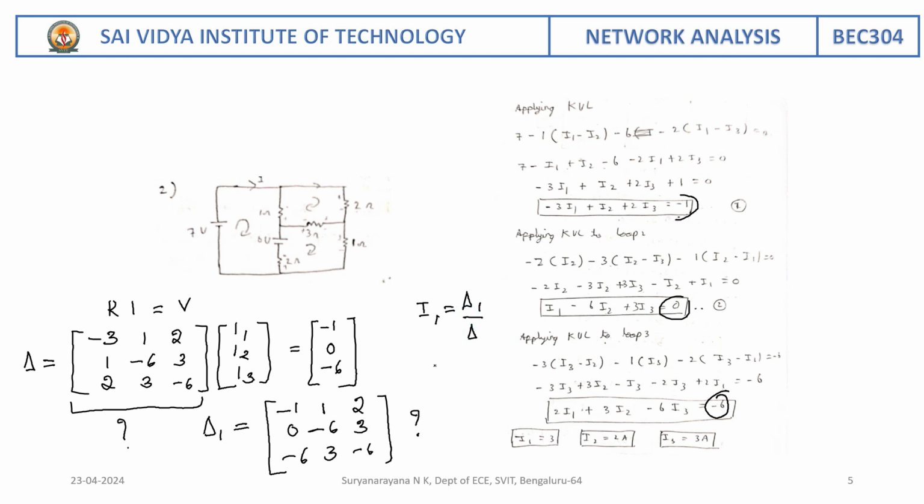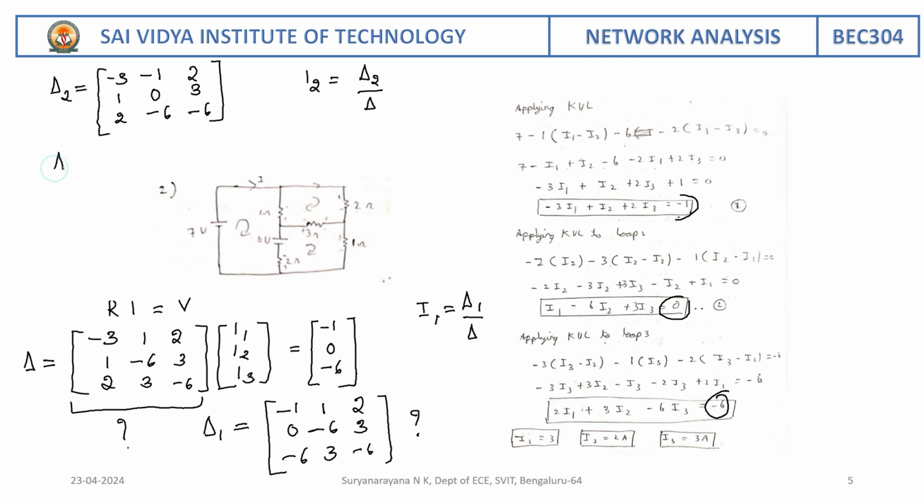Similarly, we have to find delta 2. So delta 2 is nothing but replace second column by minus 1, 0, minus 6 by retaining the remaining column, that is minus 3, 1, 2. Again here the last column 2, 3, minus 6. Find the value of delta 2. So what is I2? I2 is delta 2 by delta.